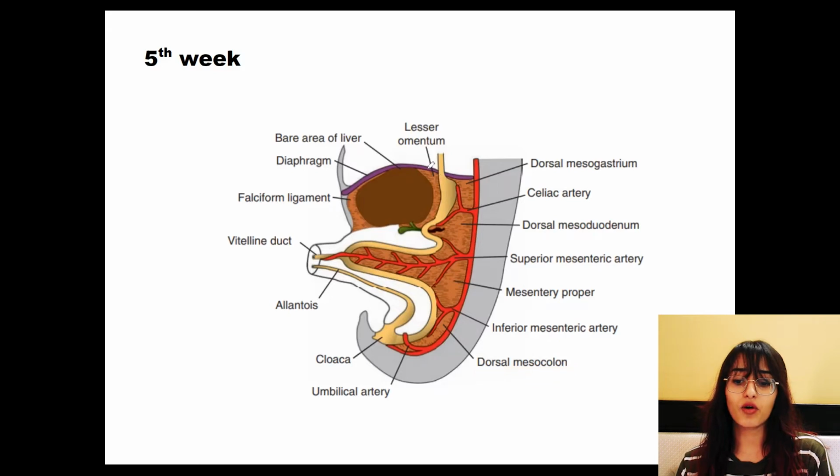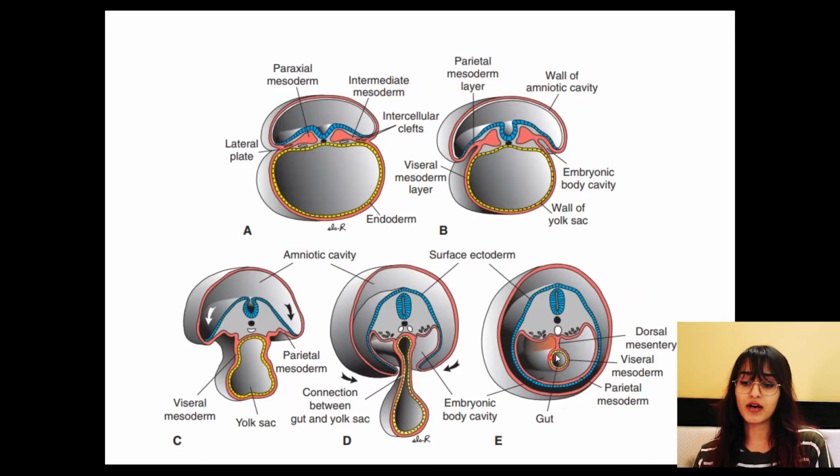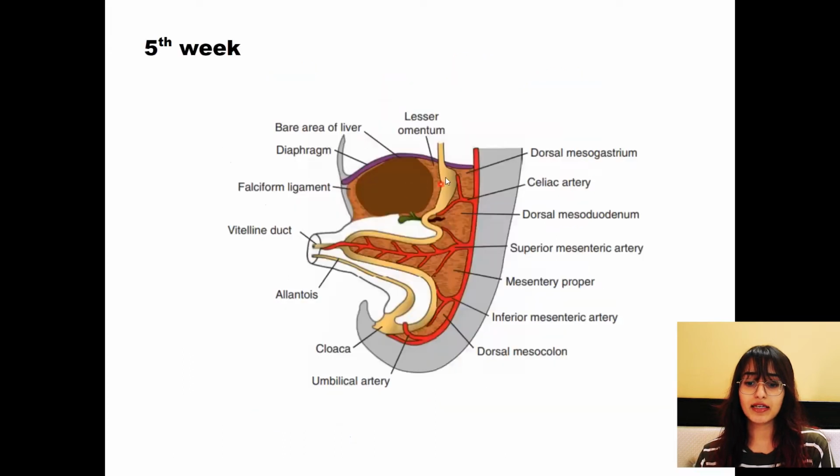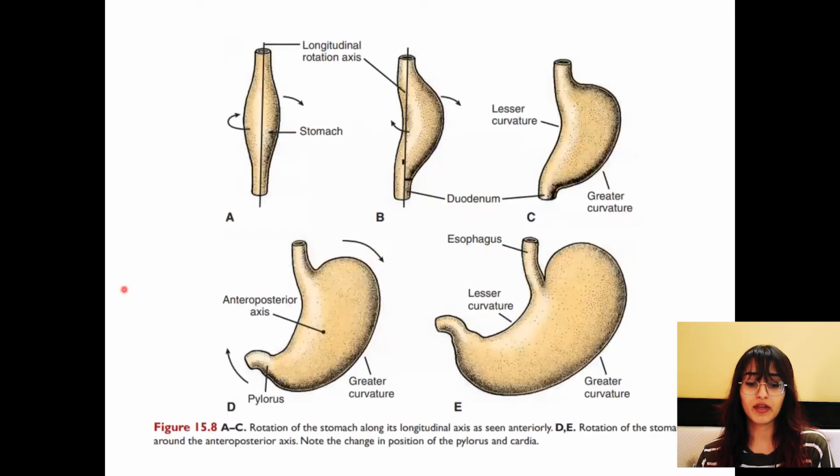But there is also a ventral mesentery. Let me show you. Here you can see there's a dorsal mesentery which attaches the gut to the posterior abdominal wall, but at some places there is also a ventral mesentery. Now let's see at which places it is present. You can see the ventral mesentery is present at the level of lower esophagus, stomach, and upper duodenum.